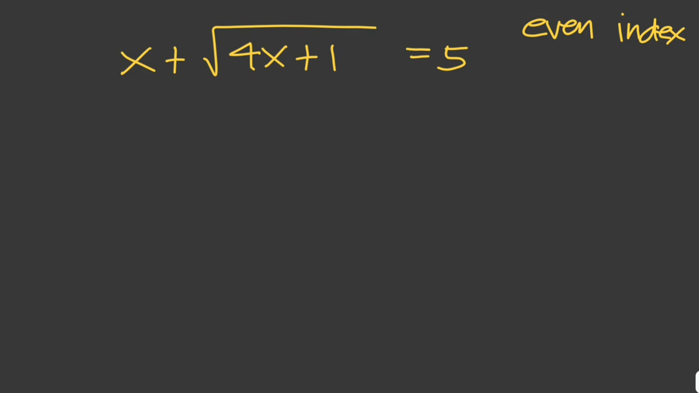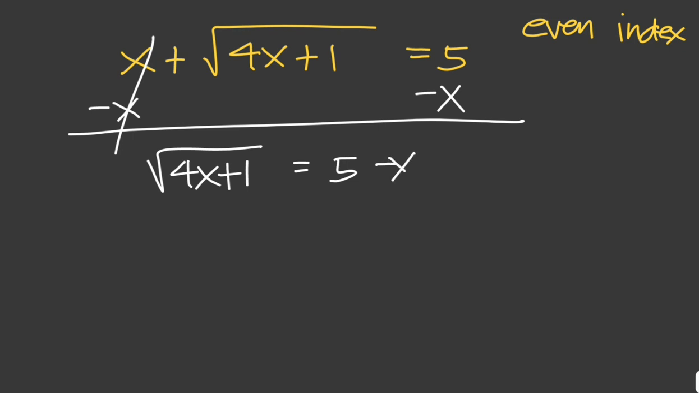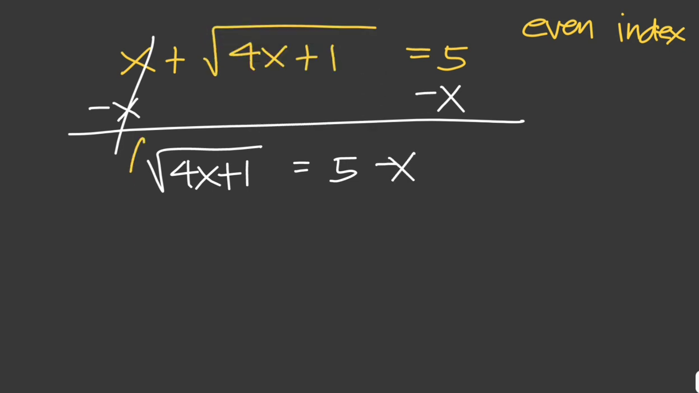All right, let's simplify this first before we raise this to an exponent. So we subtract x from both sides. Then this cancels out. Then we're left with square root of 4x plus 1 equals 5 minus x. And now we can square both sides.